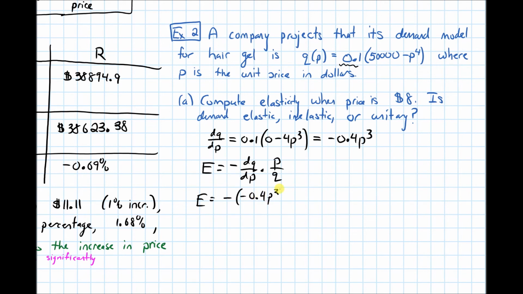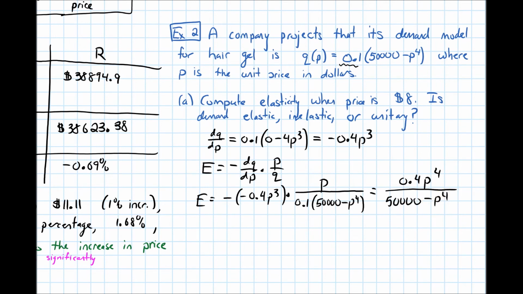But for q, we know we have a formula for q. It was 0.1 times (50,000 minus p to the fourth). So we could simplify this a little bit. The double negative becomes a positive, and then the 0.4 p cubed is going to multiply the numerator of this fraction. So we'll get 0.4 p to the fourth on top. On the bottom, we have 50,000 minus p to the fourth. So now let's plug 8 in. We want the elasticity when the price is 8.